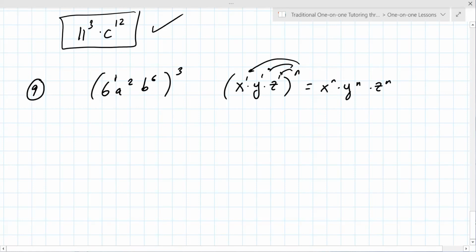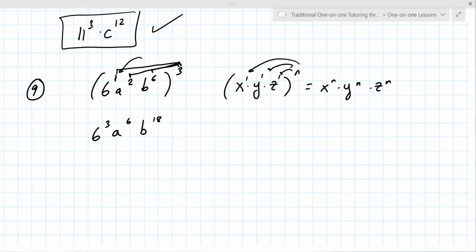No, what is the exponent? What am I pointing at? Oh, 1. So we're going to multiply 1 and 3. So that's 6 to the power of 3. Then 2 times 3, so that's a to the power of 6, and then 6 times 3, that's b to the power of 18. Yeah.